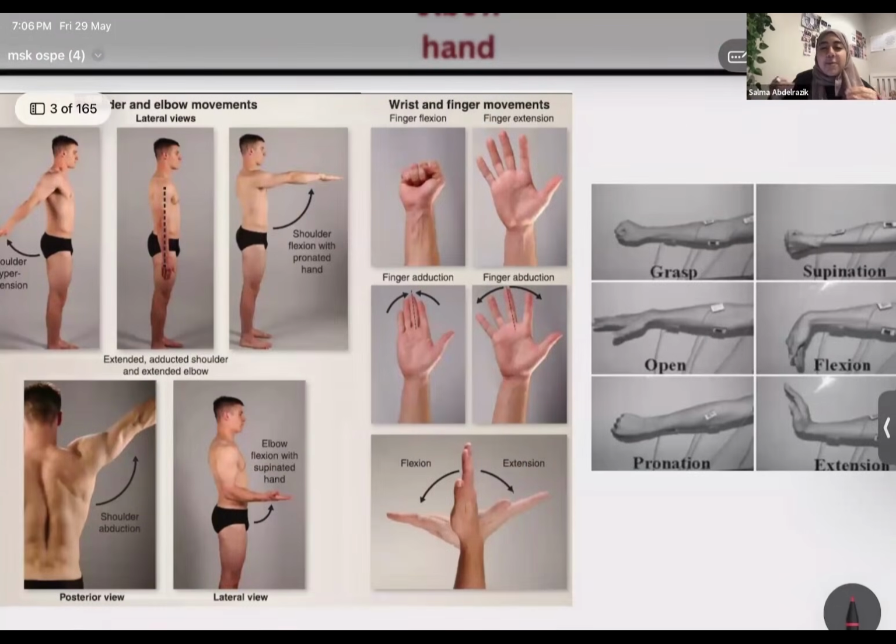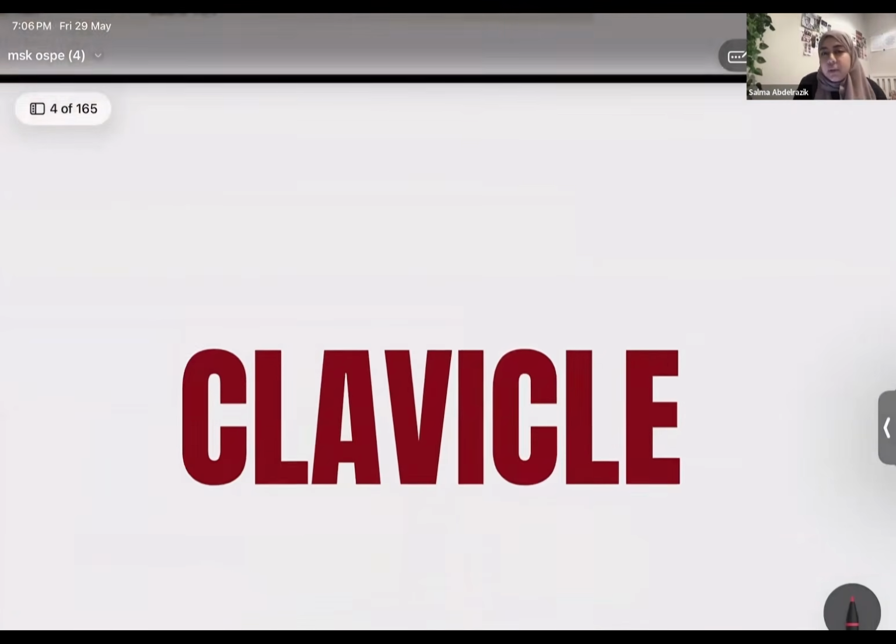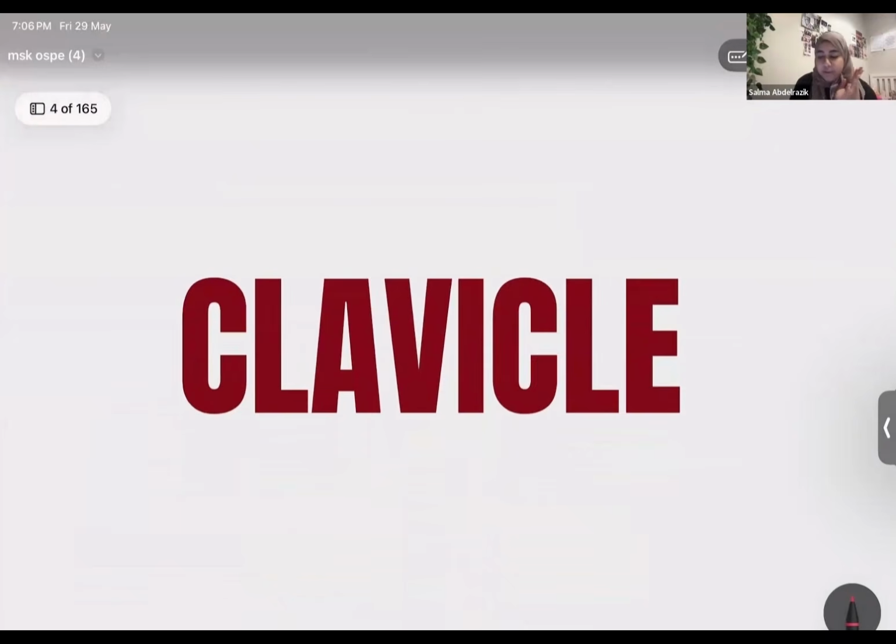Before we start anything, you need to know the basic terms of movement. For example, this is abduction, this is adduction, flexion, extension. I bet you already know this from your first block ever, so we're just going to move through it, but it's there if you want to recap at some point. Let's start off with the clavicle.